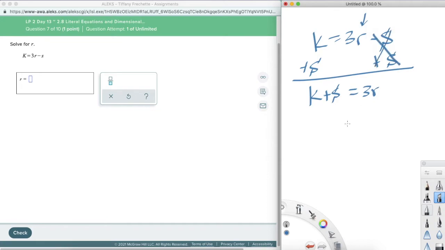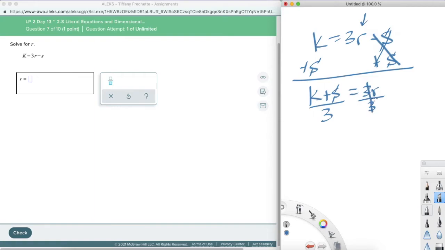So now I can deal with this divide by 3. We're multiplying by 3, so that's why I'm saying deal with the dividing by 3 here. So I'm going to divide by 3. So k plus s divided by 3, the whole thing gets divided by 3. And 3 divided by 3 cancels out, so this equals r.